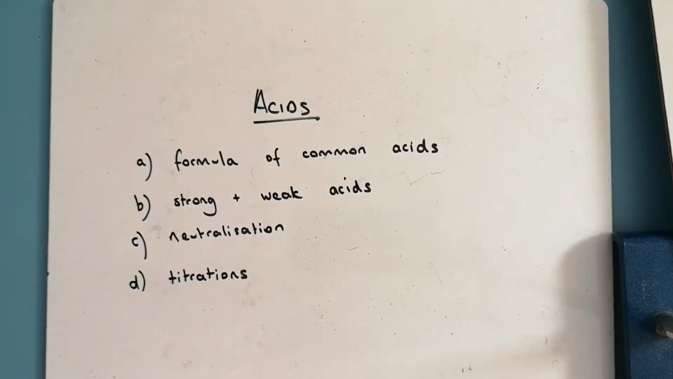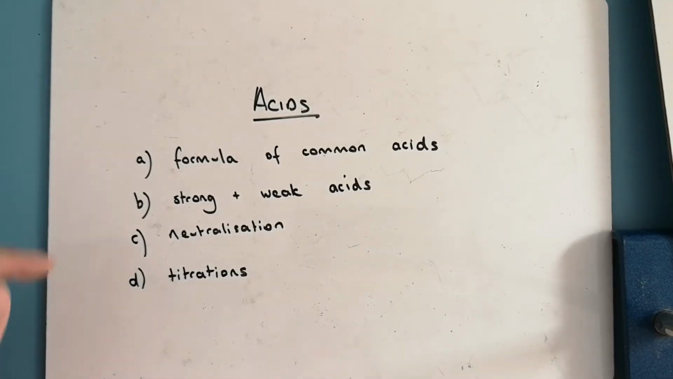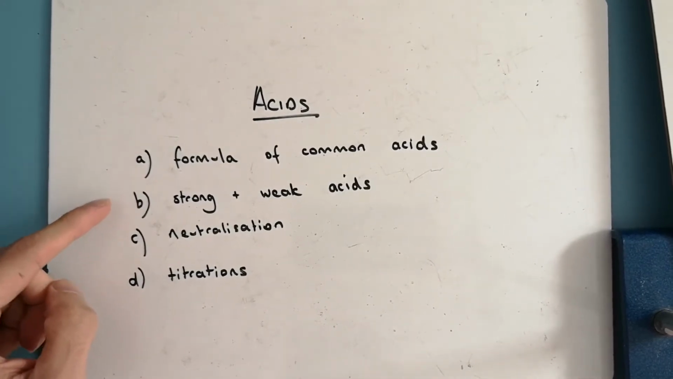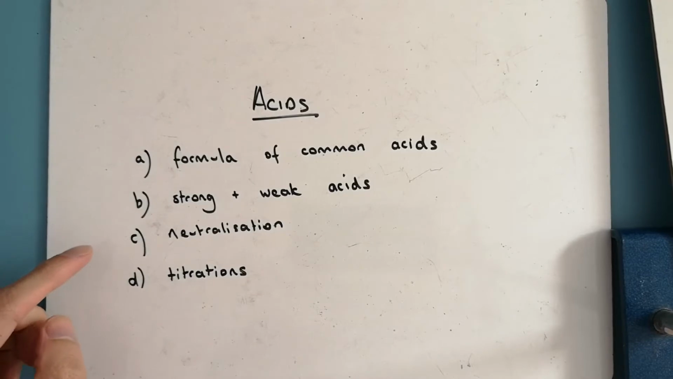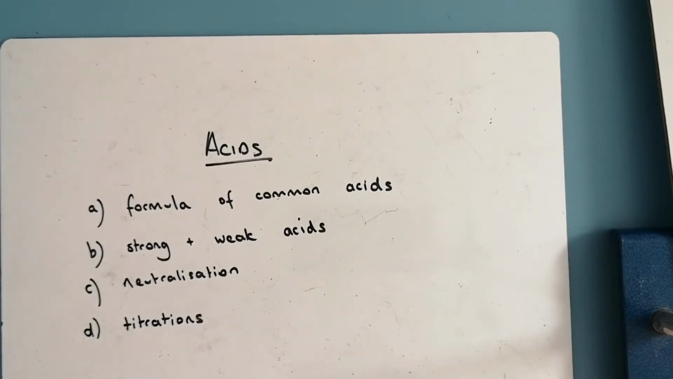Hi, welcome back. This is going to be a short video that's going to cover the acid section of the OCR A-Level Chemistry. In that we've got to look at some formulae of some common acids, strong and weak acids, we'll look at neutralization reactions, and then some titrations, specifically titration calculations.